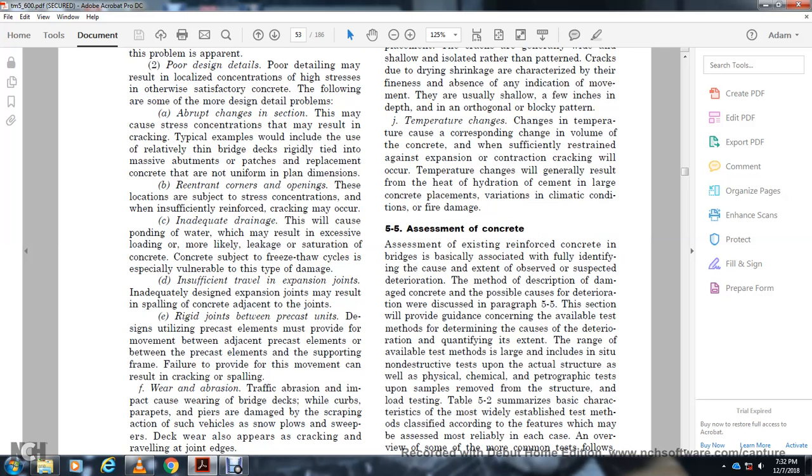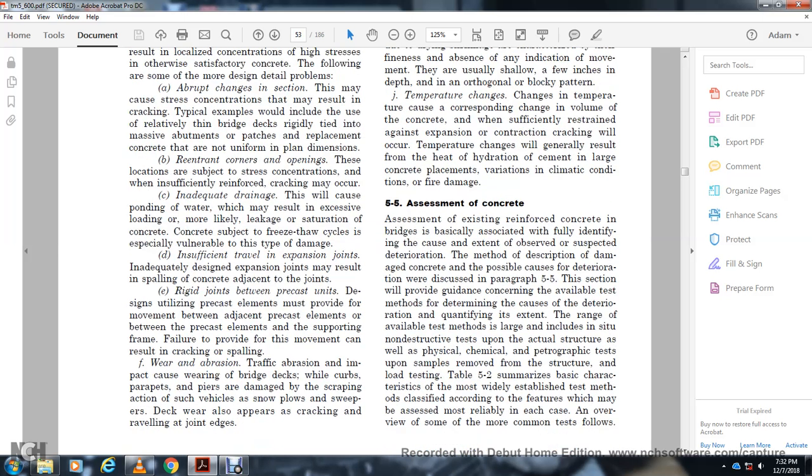5. Assessment of concrete. Assessment of existing reinforced concrete in a bridge is basically concerned with identifying the cause and extent of the observed or suspected deterioration. Methods of describing the damage to the concrete and possible causes of the deterioration will be discussed in paragraph 5.5.